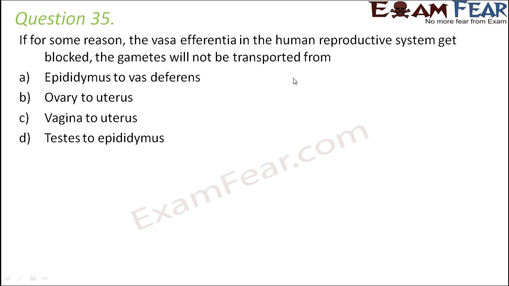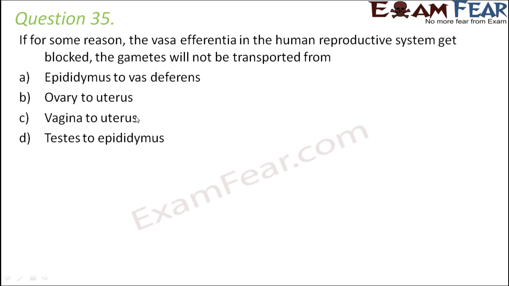Question number 35. If for some reason the vasa efferentia in the human reproductive system get blocked, the gametes will not be transported from epididymis to vas deferens, ovary to uterus, vagina to uterus, testes to epididymis. First of all, vasa efferentia is a part of the human male reproductive system. So obviously option B and C are not at all valid, because these are the parts of the female reproductive system.